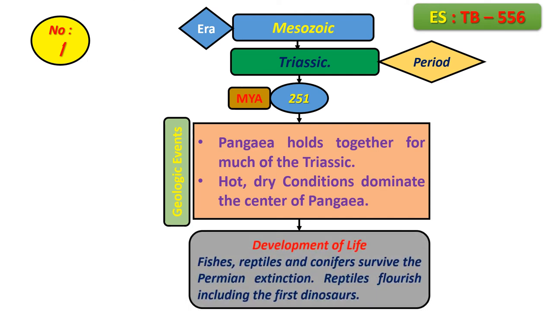Development of life in the Triassic period: fishes, reptiles, and conifers survive the Permian extinction. Reptiles flourish, including the first dinosaurs. Look at the diagram. You can see the organisms in the Triassic period.